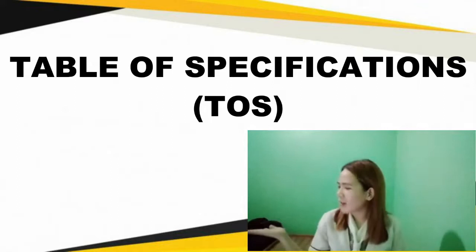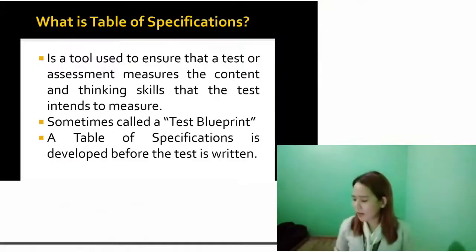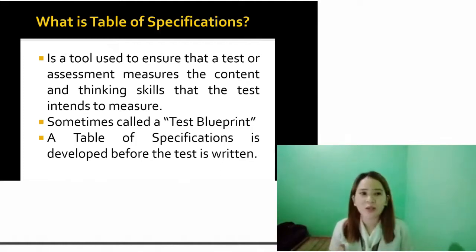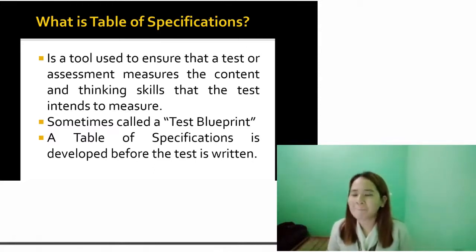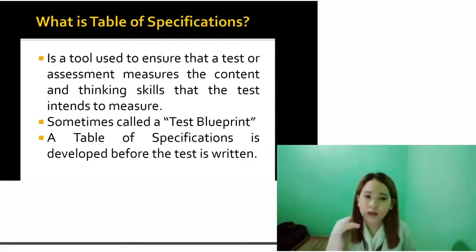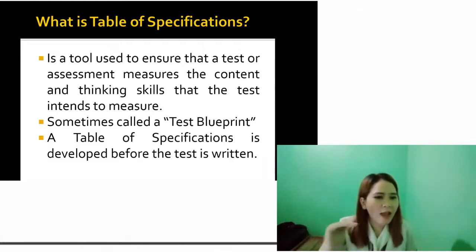So, what is Table of Specifications? Table of Specifications is a tool used to ensure that a test or assessment measures the content and thinking skills that the test intends to measure. It means that before we make a test or exam or assessment, we should first make the TOS or the Table of Specifications so that we will know how many items we should place in every learning competency or objective we have.